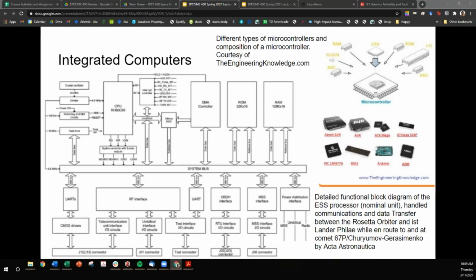Integrated computers can also come in the form of microcontrollers, where this chip, this microcontroller, has a bunch of the circuits, a lot of the components in circuit form embedded into this microcontroller chip. So that's also an option. They're getting increasingly common and popular.